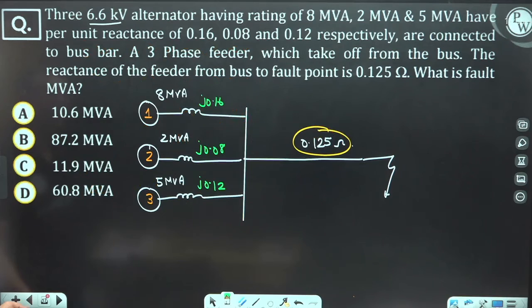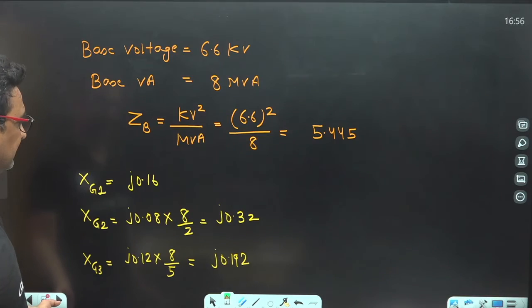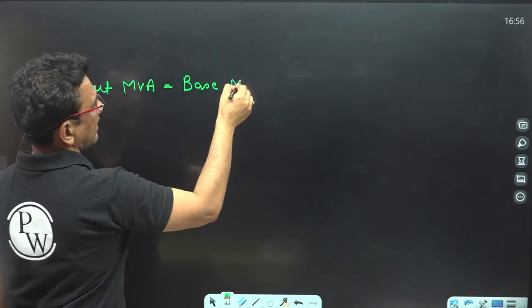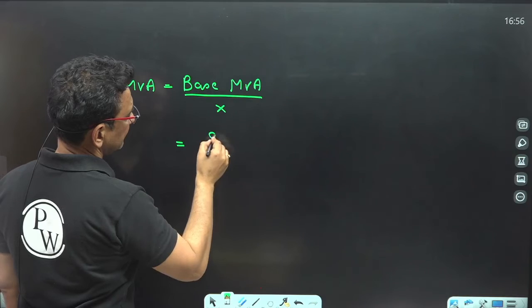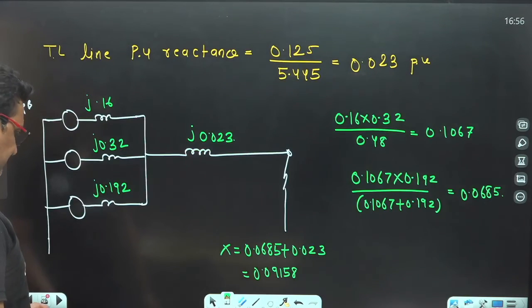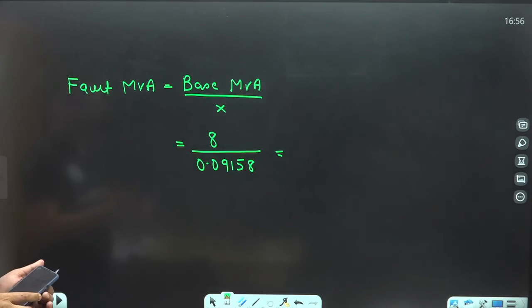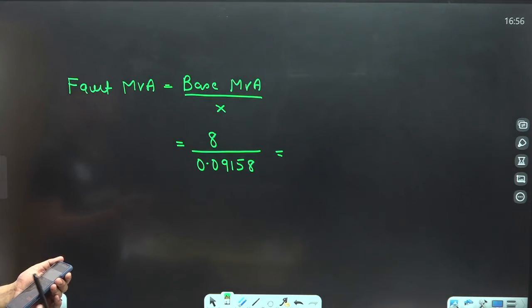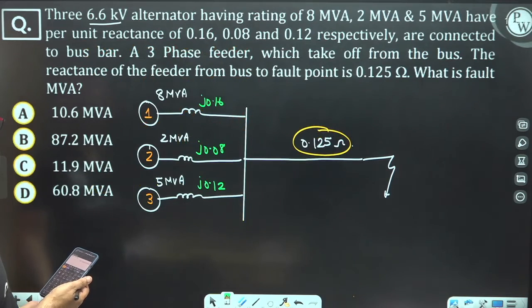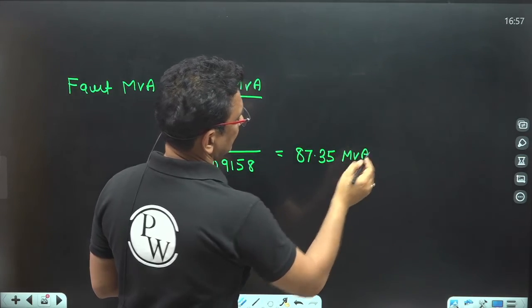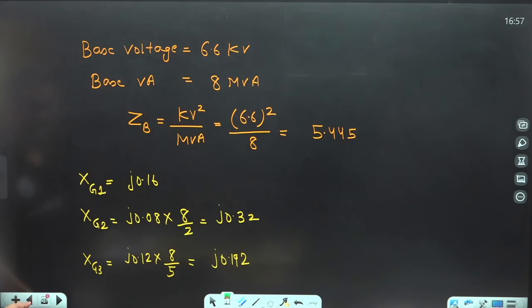Now you have to find out the fault MVA. So fault MVA is nothing but the base MVA divided by X. The base MVA is chosen as 8 MVA, and X is 0.09158. 8 divided by 0.09158 is 87.35. 87.35 MVA is the right option. Clear? 87.35 is the right option.